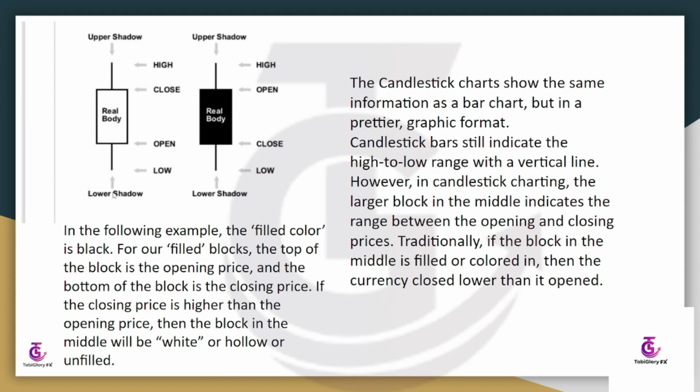Now let me talk about this. We have the upper and lower shadow. We have the real body, we have the close, we have the high, sorry. We have the upper shadow and the lower shadow. We have the real body, we have the high, close, open and low.